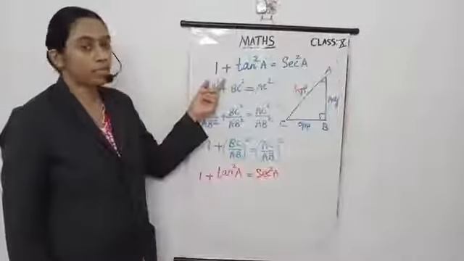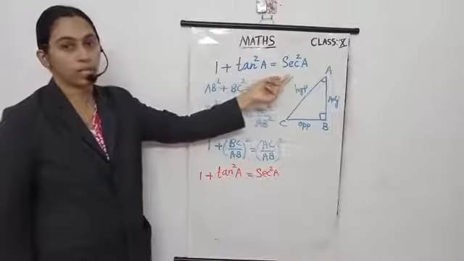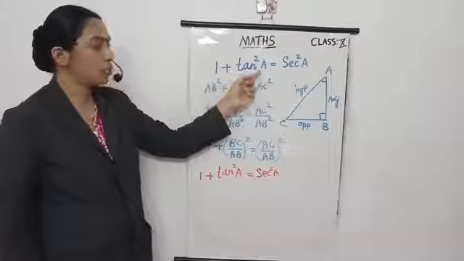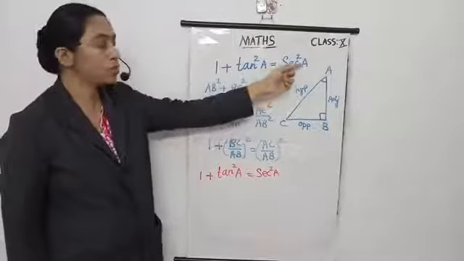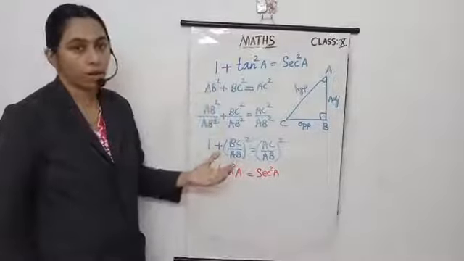Next identity: 1 plus tan square A equal to sec square A. 1 plus tan square A equal to sec square A. Okay, its proof is the same way as the previous proof.